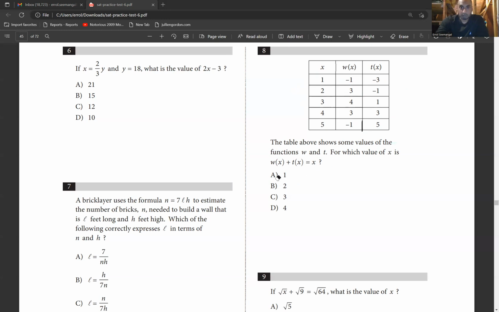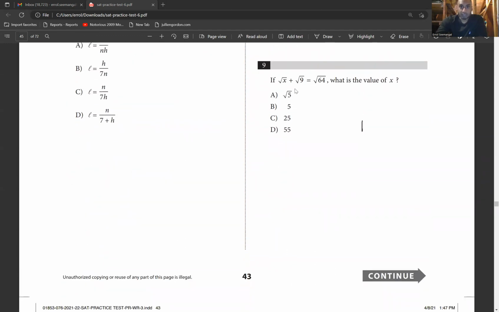Okay. That's 8, 9. If root of X plus root of 9 is root of 64, what's the value of X? What is that one? Okay, so we know this is 3, this is 8, so this has got to be 5, right? So the root of 25. Oh yeah, exactly. Yep, 25. Root of 25 is 5. Yep. C.